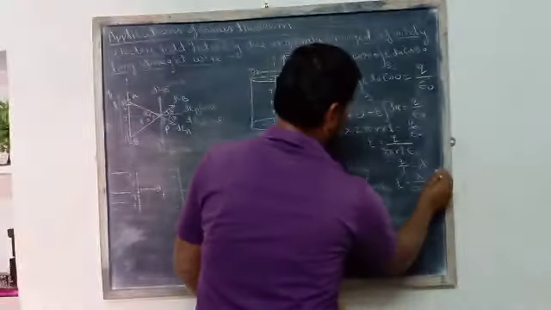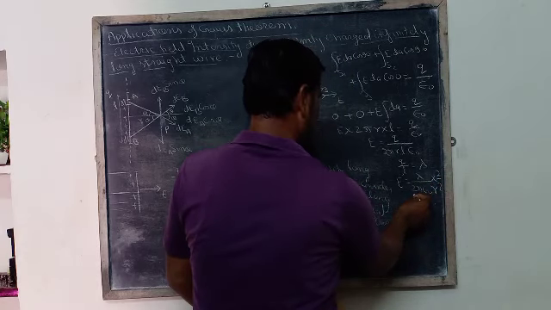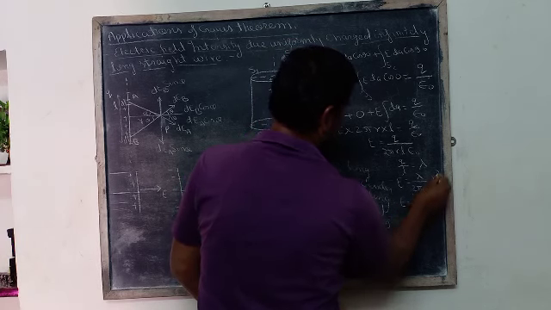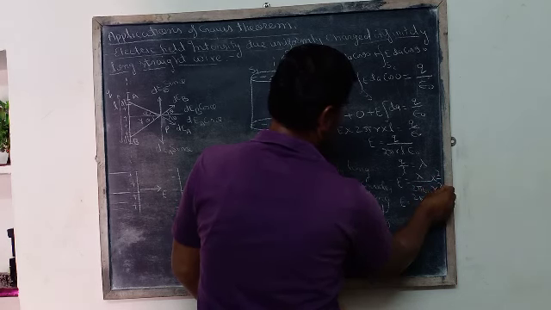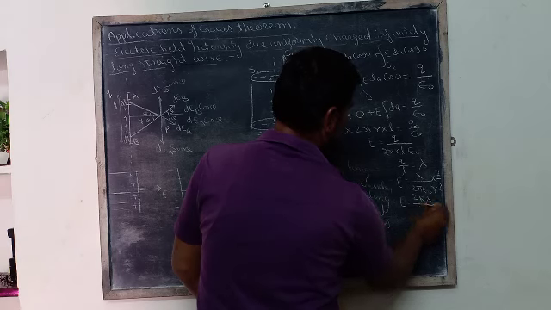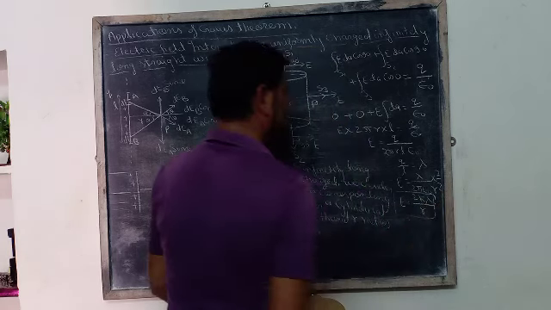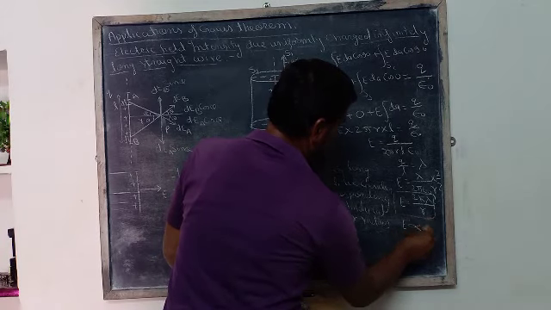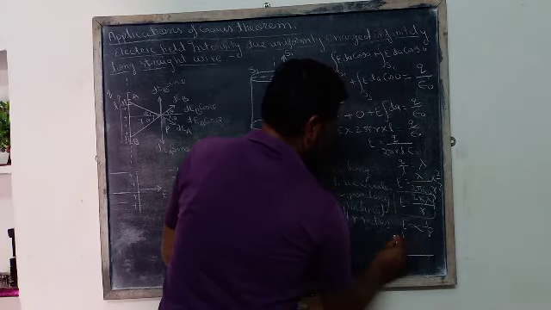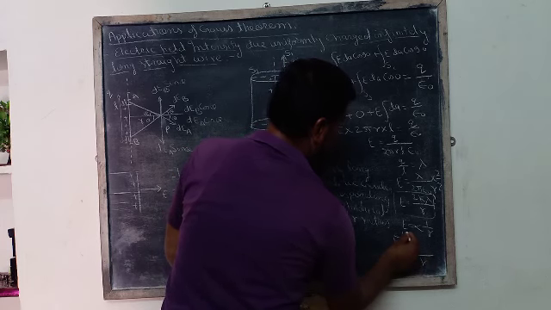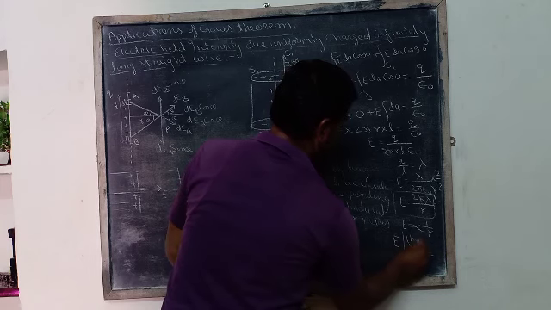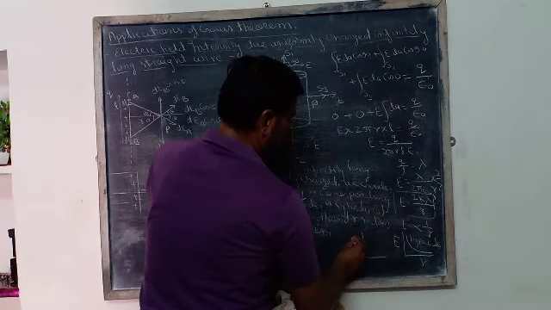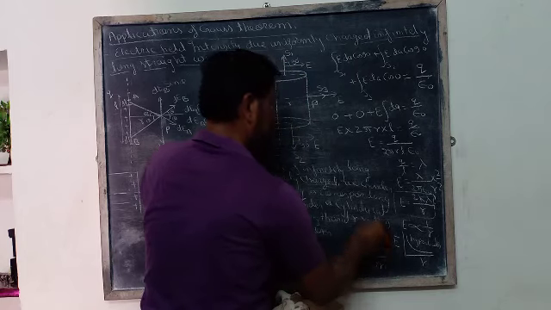If we multiply and divide by 2, this becomes 4 pi epsilon naught, and 1 upon 4 pi epsilon naught is equal to K. So E is equal to 2K lambda upon R. This is the electric field intensity, and E is inversely proportional to R. So if we draw the curve between E and R, it will be a hyperbola, and for the curve between E and 1 upon R, it will be a straight line.